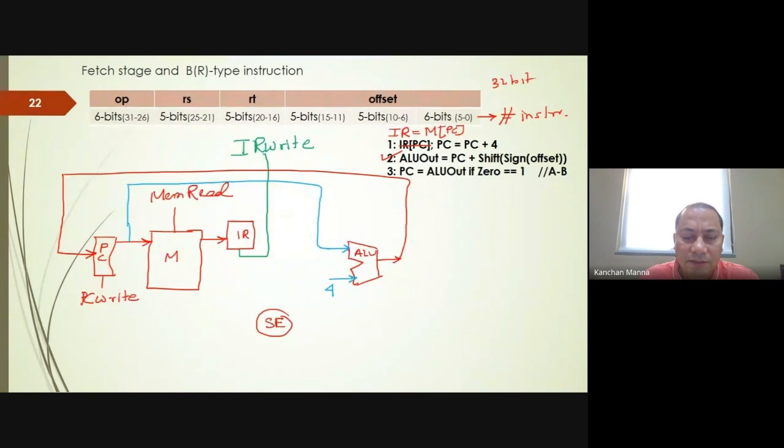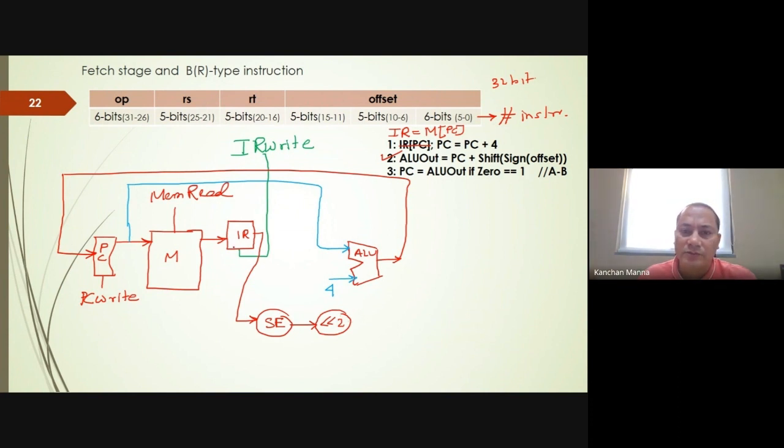So the instruction has been stored here. Now, let's say we read that offset here and perform the sign extension, and then we have to multiply that value by 4. In hardware, we can do that using a left shift by 2. Okay, so it is available here.